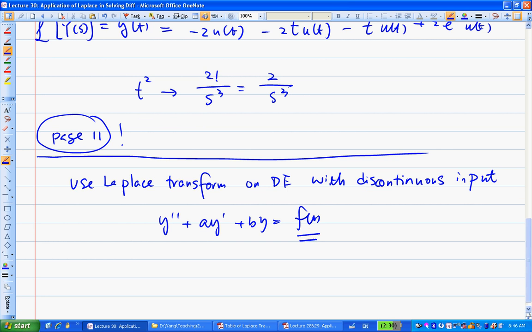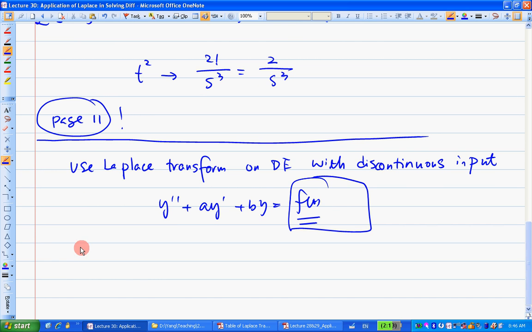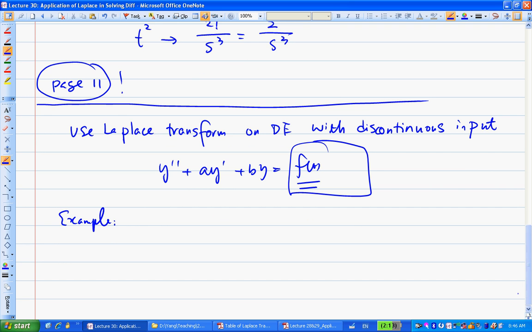And this f of t here, or anything on this side, maybe just anything you plug in over here, everything that has something to do with the input. The input here may not be a continuous function, like sine omega t or cosine omega t. It could be a piecewise function. For example, I have 2y double prime plus y prime plus 2y equal to a function, let's say, g of t.